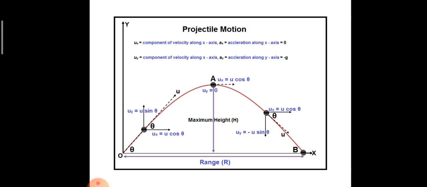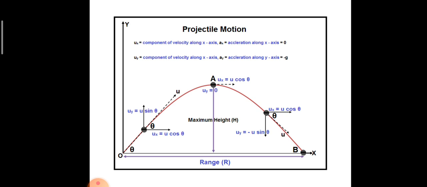So, the path of the projectile is parabolic, which is shown in the graph. It is an example of two-dimensional motion since a parabola is represented in a plane. At any point, we will have horizontal and vertical components of velocity.